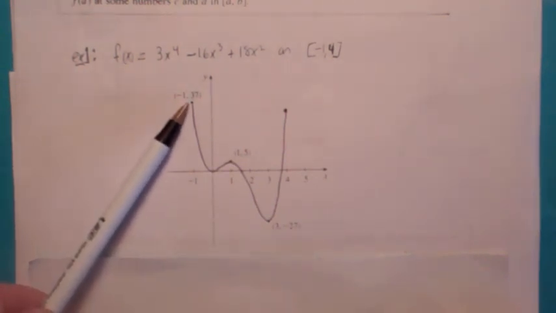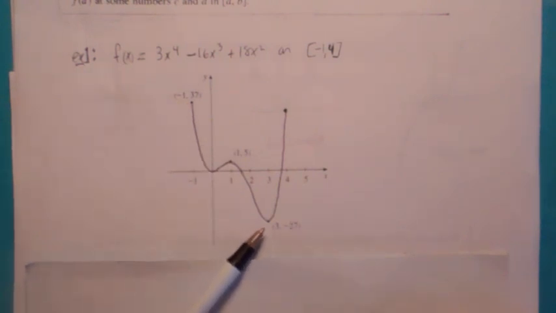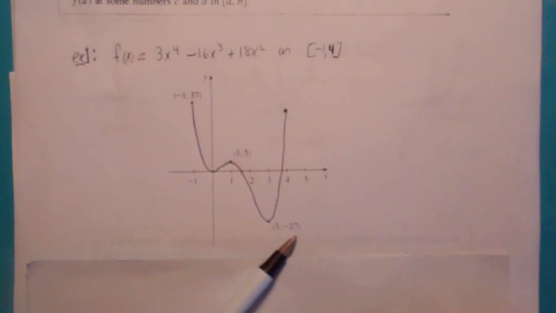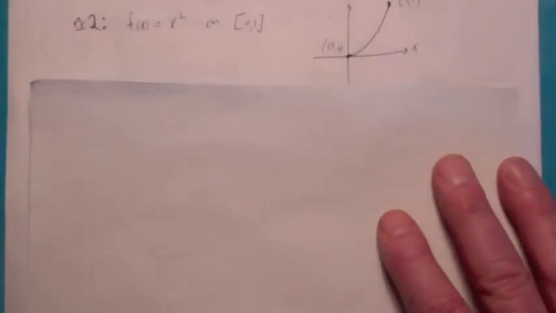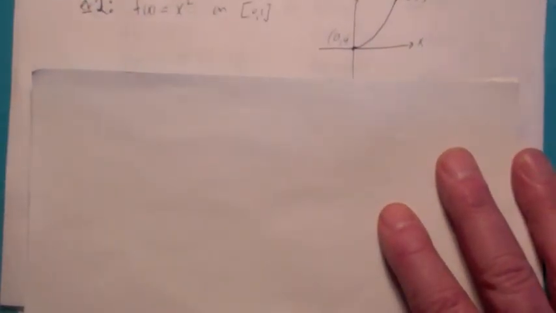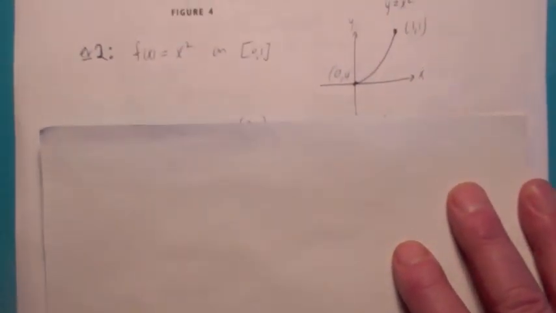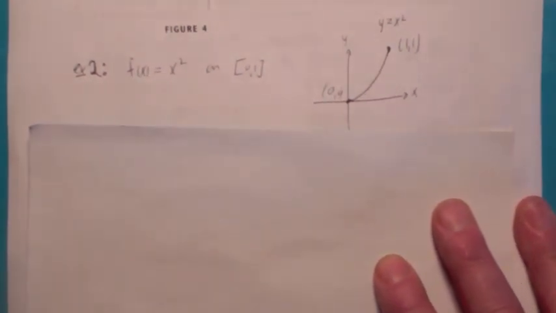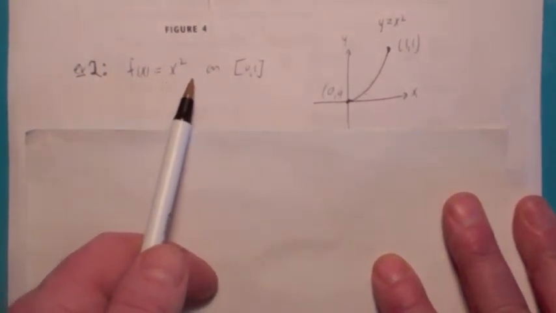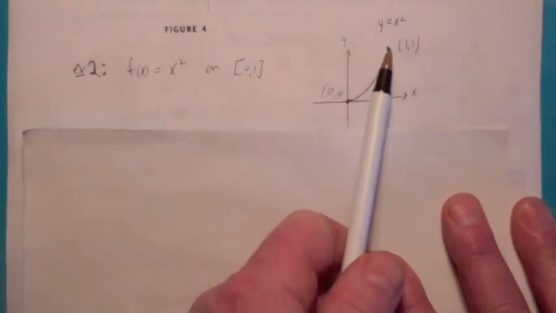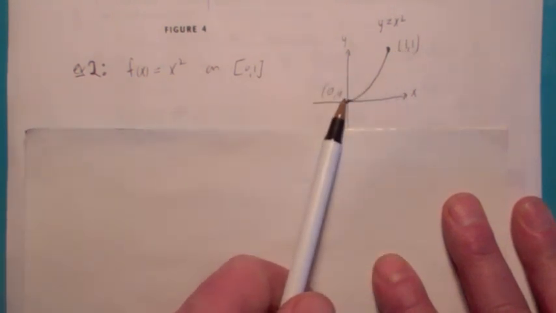Notice the absolute maximum occurs at the left endpoint, and it's 37, and the absolute minimum occurs at what's actually a local minimum. So the absolute minimum is -27. Let's look at some more. So the theorem says if a function is continuous on a closed interval, you know that it has to have an absolute max and min. Well, here we go. x squared is continuous on 0 to 1. The absolute maximum is 1. The absolute minimum is 0.